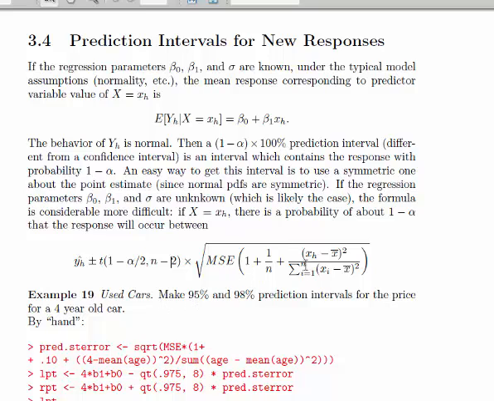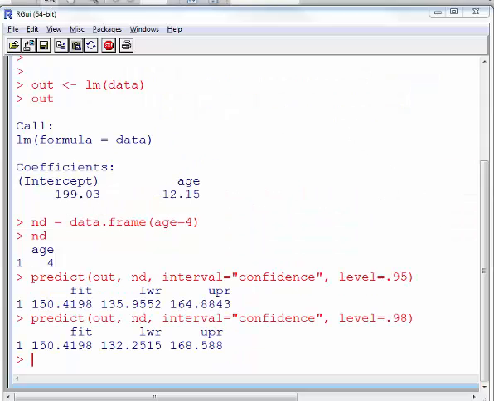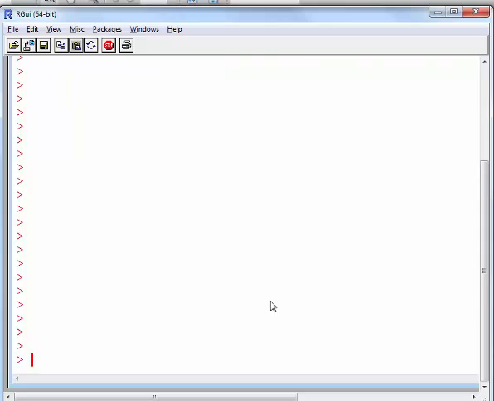So let's take a look at the used car data again. Why not? Making 95 and 98% prediction intervals for the price for a 4-year-old car. I'm already assuming that these intervals should be wider than the confidence intervals, right? Confidence intervals should be tighter, smaller than the prediction intervals. Let's do that here.